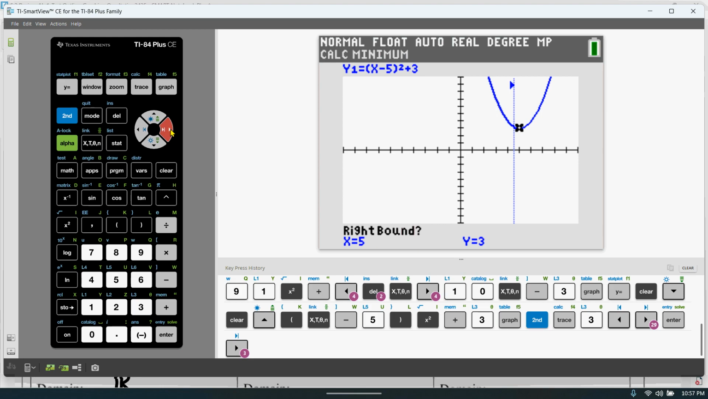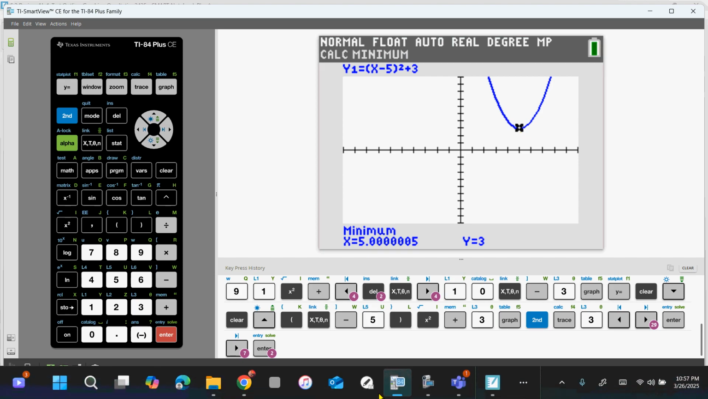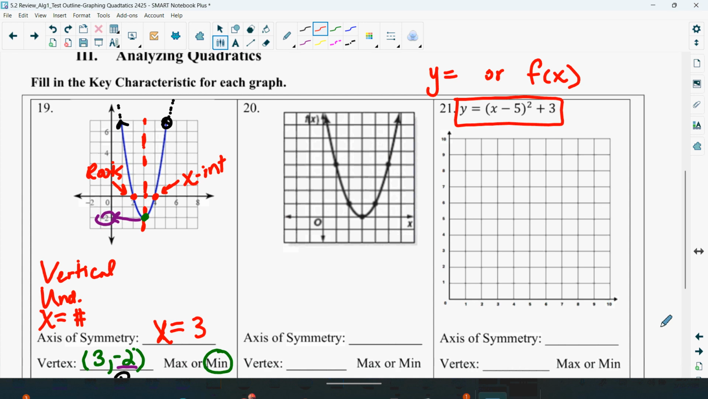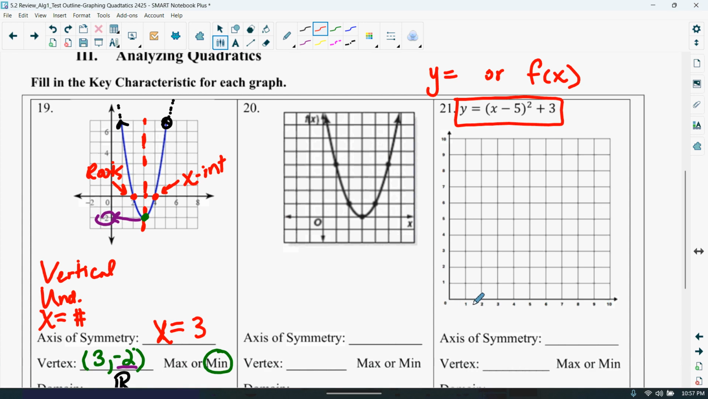Right bound, so I need to be on the other side. Hit enter and again. And we can see this is the ordered pair 5, 3. So we're going to plot that point. If you look, this is 0, 1, 2, 3, 4, 5, up 1, 2, 3. There's our point. And remember, our axis of symmetry goes through that vertex.